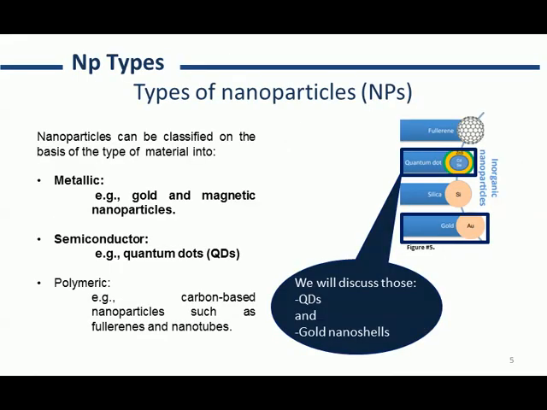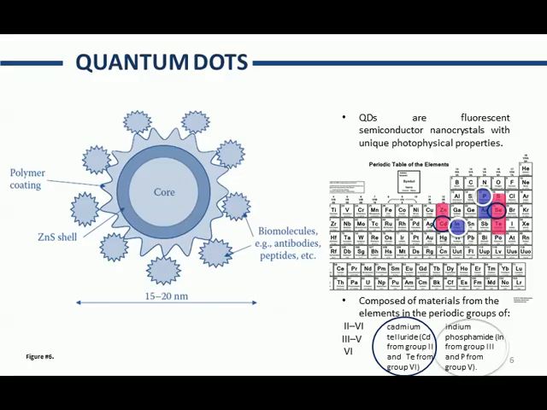You could classify nanoparticles by the material. So we have metallic nanoparticles, semiconductor, and polymeric. Here I will discuss only quantum dots and gold nanoshells. They are semiconductor and metallic. But first, this is the first nanoparticle that I am going to discuss. But what are quantum dots?